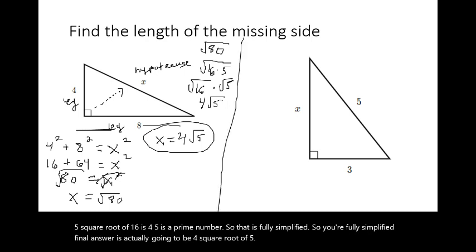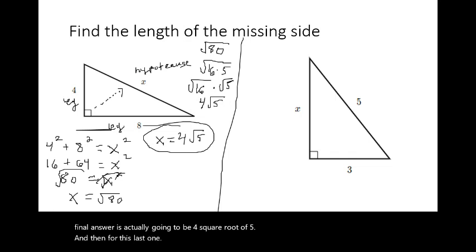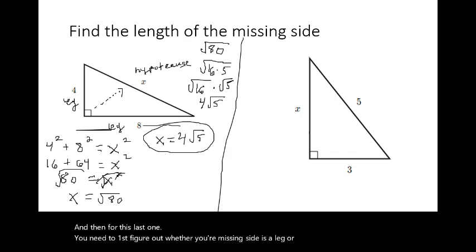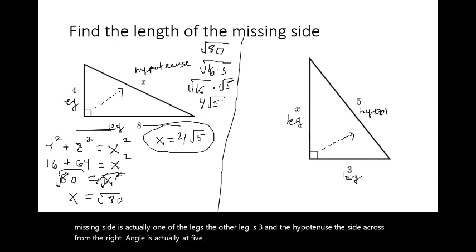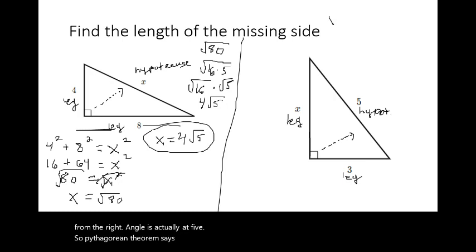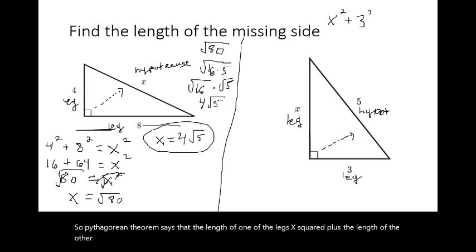And then for this last one, you need to first figure out whether your missing side is a leg or the hypotenuse. So your missing side is actually one of the legs. The other leg is 3. And the hypotenuse, the side across from the right angle, is actually 5. So the Pythagorean theorem says that the length of one of the legs, x squared, plus the length of the other leg, 3 squared, is equal to the length of the hypotenuse, 5 squared.